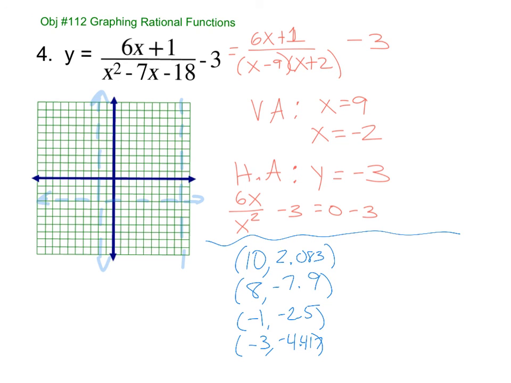All right, 10, 2. So we're here. 8, negative 7. We're here. Negative 1, negative 2.5. Negative 3, negative 4. So this is interesting. So it looks like this side is going to be like this. Over here is like this. Whoops, I crossed it. Now, notice these 2 points.